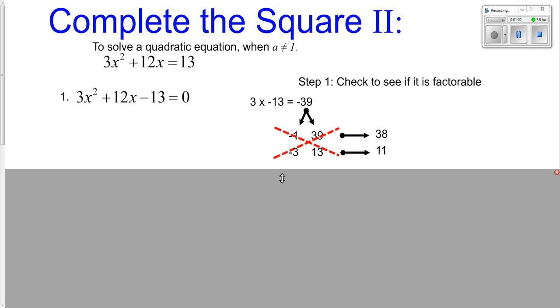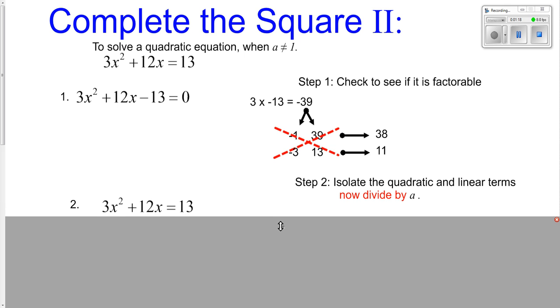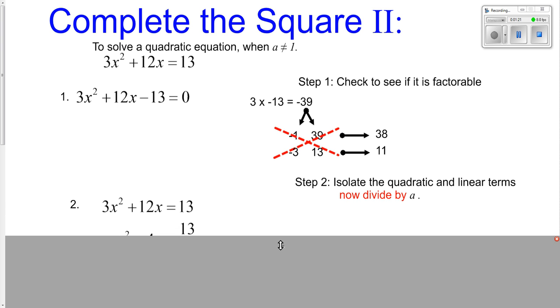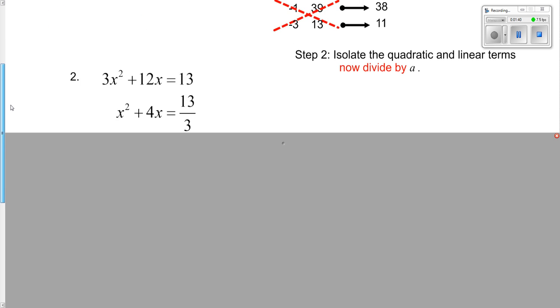Okay, now that I've checked, I can go to step 2, which is isolate the quadratic and linear terms. But when we do that, this time we're also going to divide by a. So here's our equation, and we're going to divide by a. So we wind up where a is 3, right? So we divided by a, we got 4x, and we got 13 divided by 3. Now, of course, that's uncomfortable because it's a fraction, but that is the way it is.